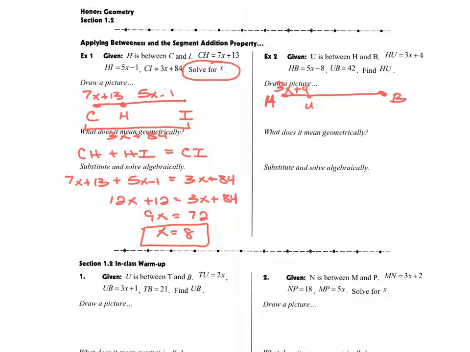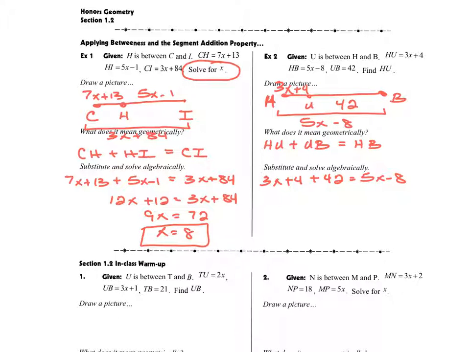And my HB, oh, it gave it to me in a different order this time. Now it gave me the whole piece. And then UB is 42. So you definitely have to read it. You can't assume that they follow a certain order. With our picture, we can say that HU plus UB, the two small pieces, of course, will equal the whole. And then from there, we can substitute 3x plus 4, I can read from my picture, plus a 42 equals my whole.